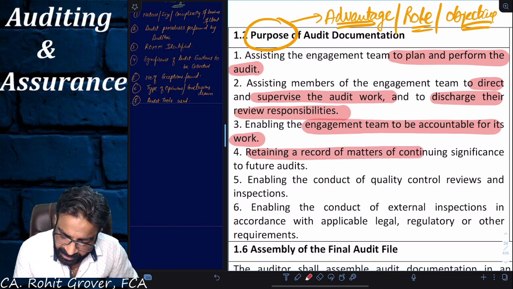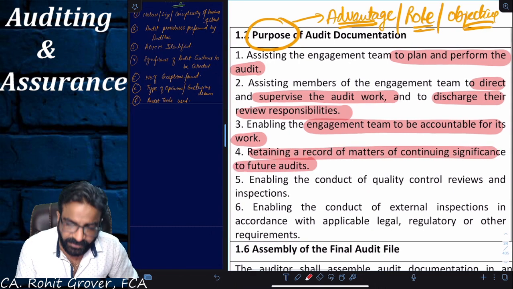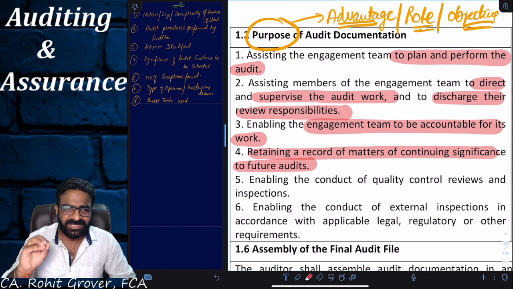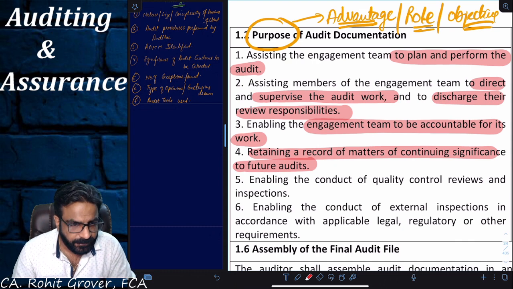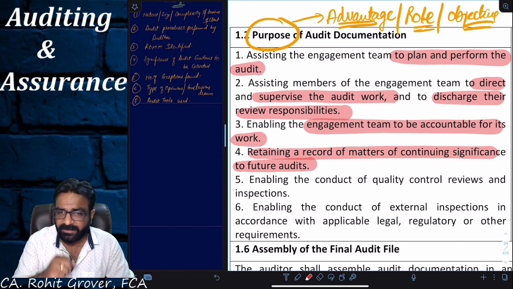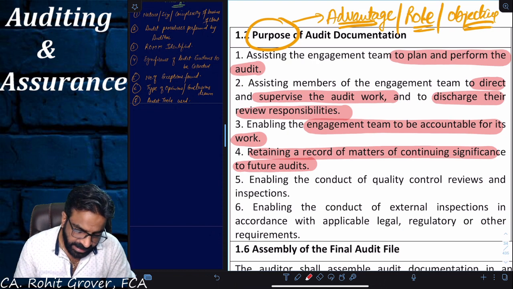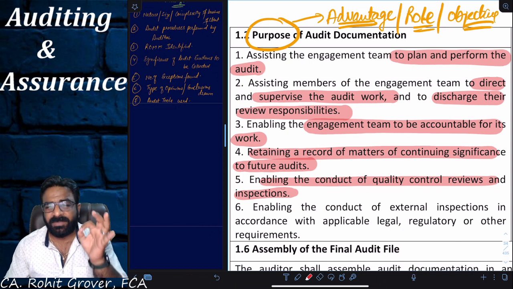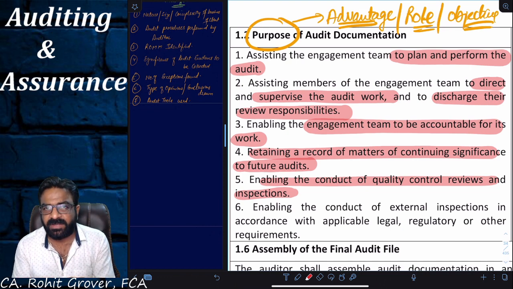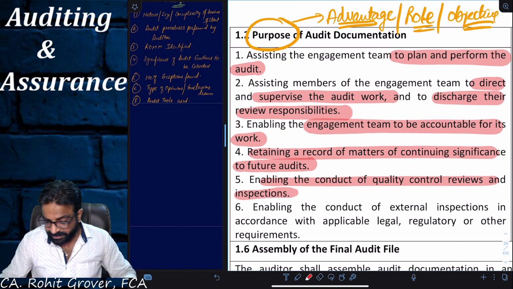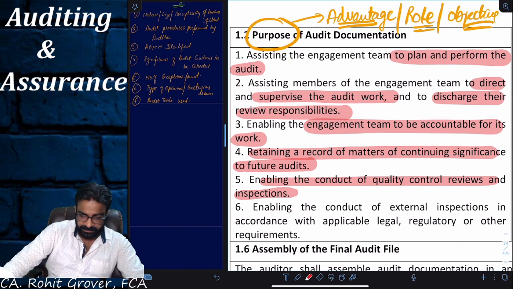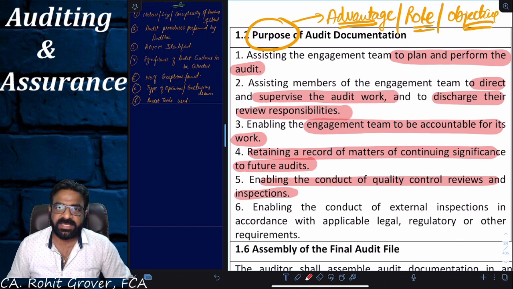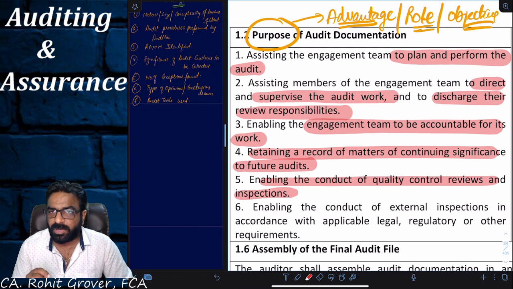Next point. Retaining a record of matters of continuous significance for future audits. So everyone please tell me, does the audit documentation serve as a guide for future audits or not? Yes, sir. Yes, I already told you while giving the introduction of this chapter. Next point. Enabling the conduct of quality control reviews and inspections. Now, everyone, please try to connect this point number 5 with something which I have already told you. What is the lawmaker trying to tell you in this case? Read the point number 5 carefully, everyone. Is the lawmaker trying to talk about peer review here?